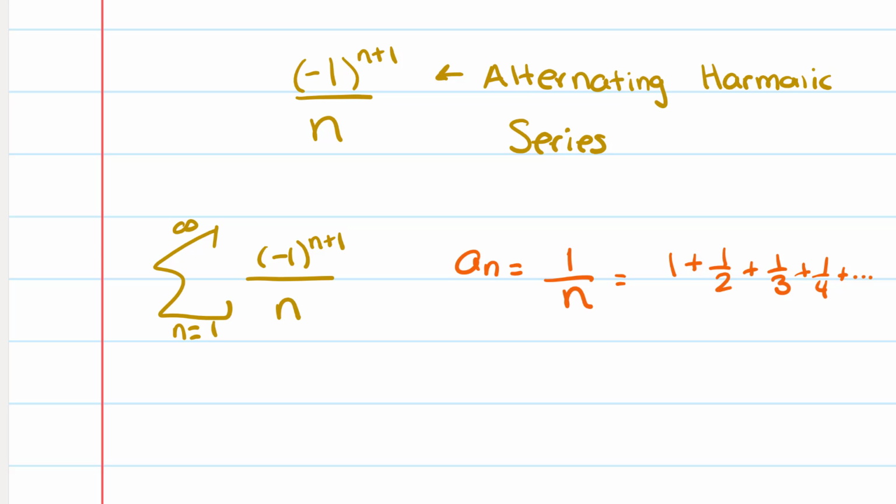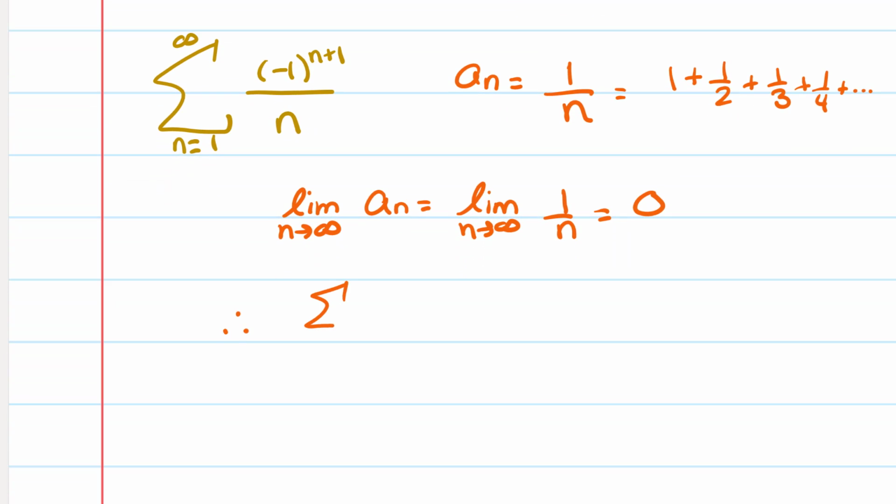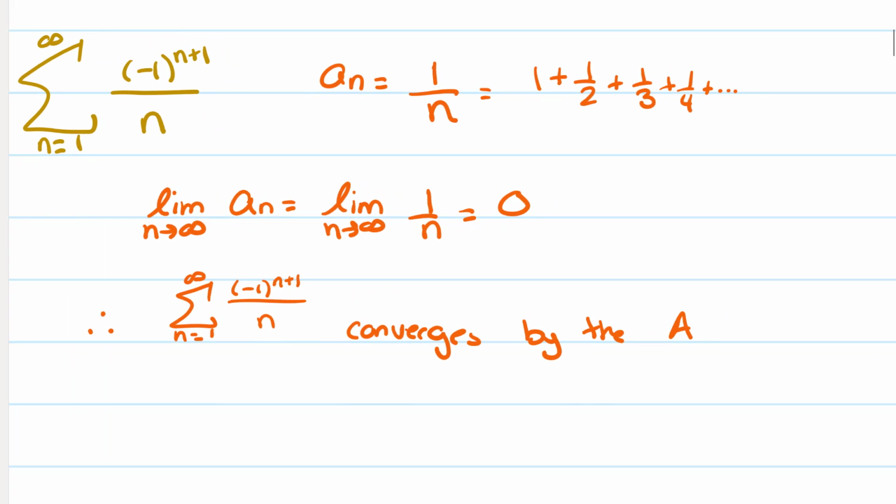And that's definitely going to decrease. And we know that the first term is bigger than the second term, which is bigger than the third term. It's positive. All of those numbers are positive. And we need to show the limit. So the limit as n approaches infinity of a sub n, which is the limit as n approaches infinity of 1 over n, will give me 0. So therefore, the series from n equals 1 to infinity of -1 to the n plus 1 over n converges by the alternating series test.